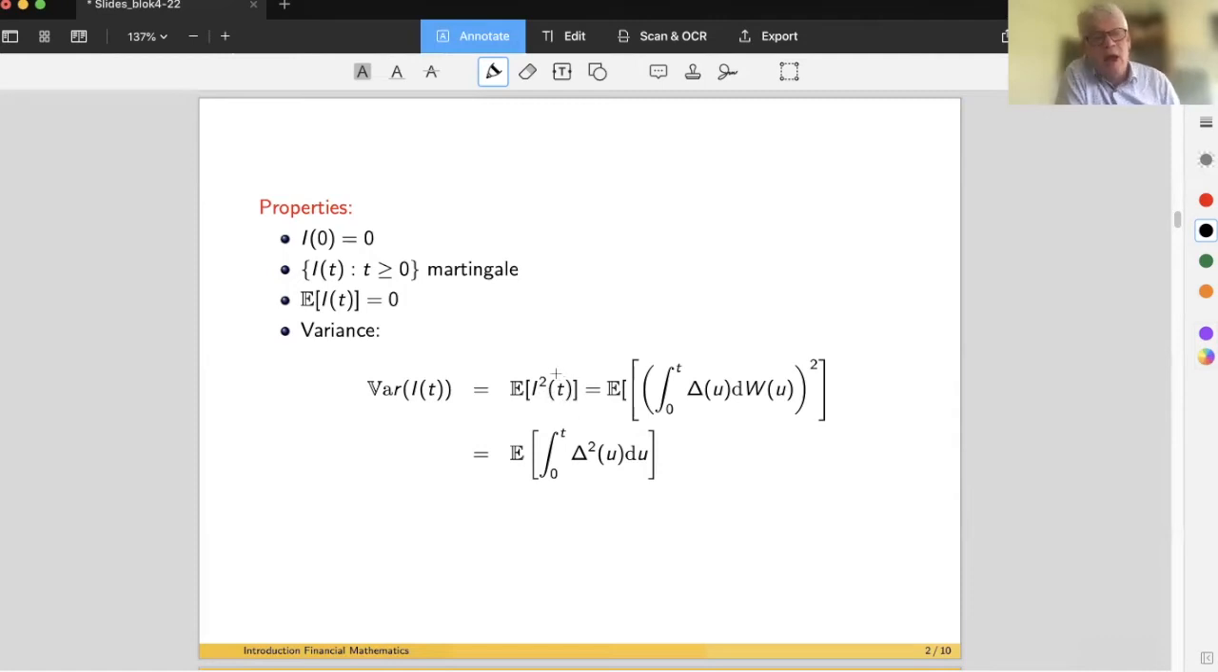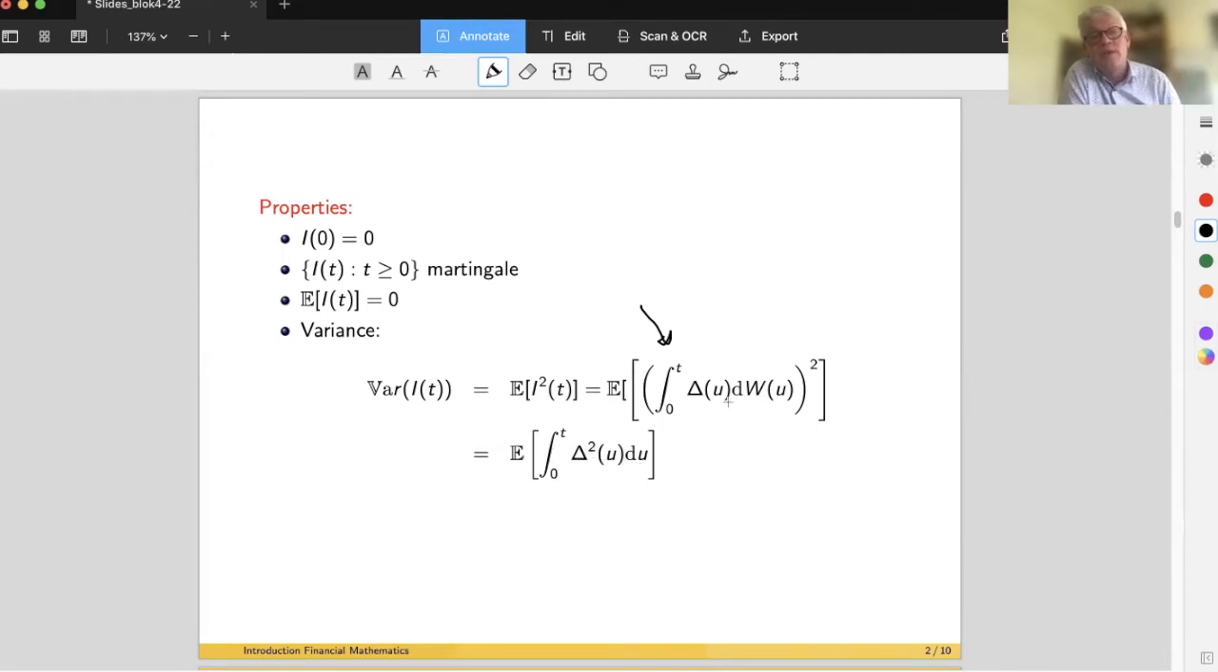And we can write that out in integral form. That looks like this: the expected value of the integral from 0 to t of delta u dW_u, squared. And then we had this convenient, handy formula that essentially brought this square inside the integral. So in fact, with the help of the so-called Ito isometry, we know that this expectation is equal to the expectation of the integral from 0 to t of delta squared u du.